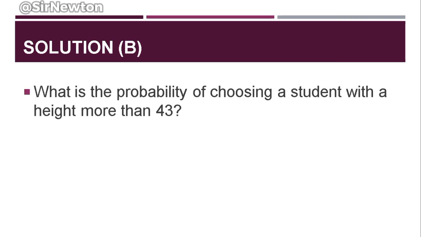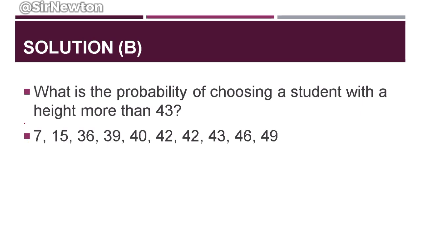Now the second one, we are supposed to find the probability of choosing a student with a height more than 43. From our data, the data is 7, 15, 36, 39, 40, 42, 42, 43, 46, and 49. More than 43, that means the heights that are greater than 43. And here it is given by 46 and 49.